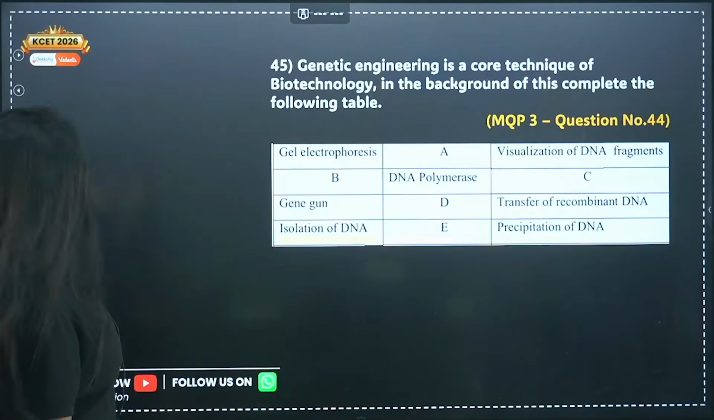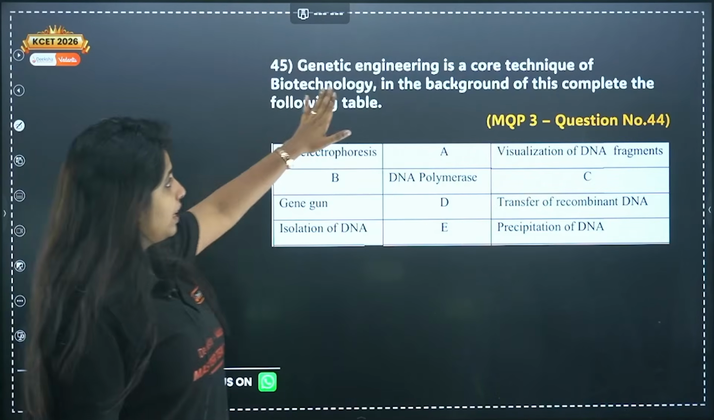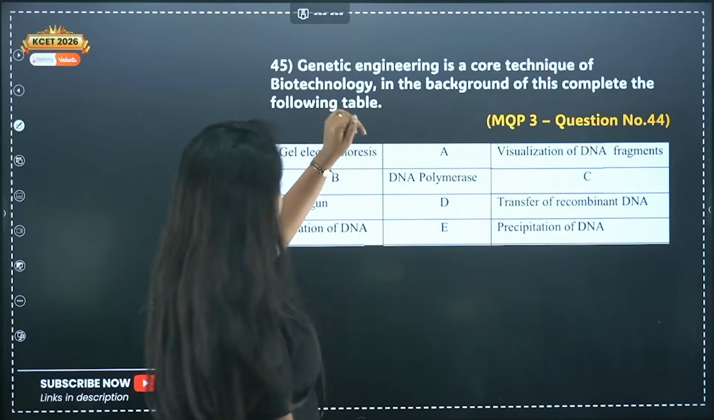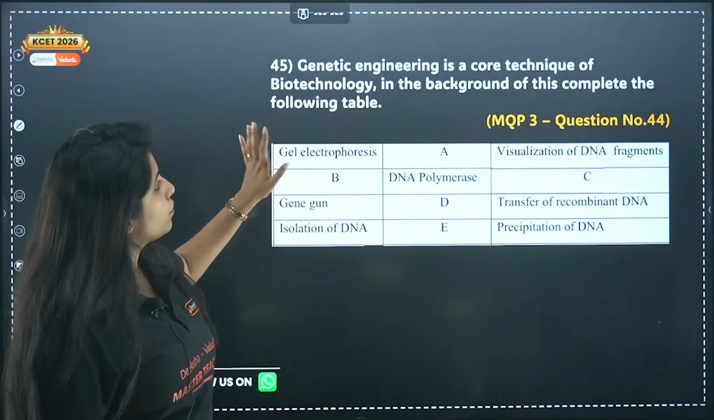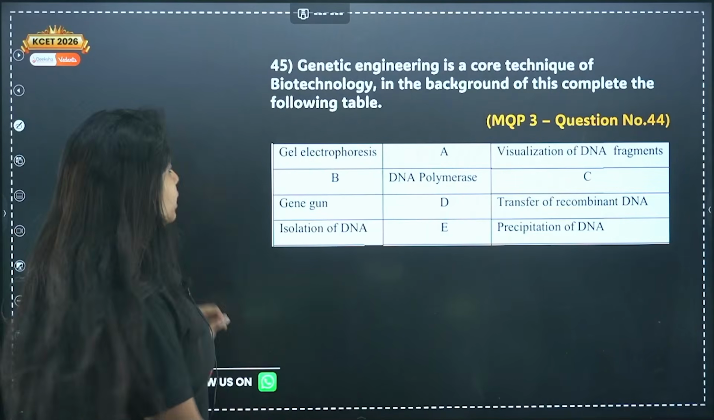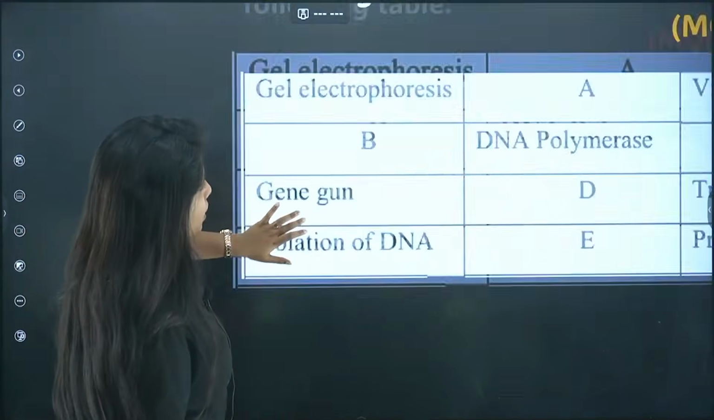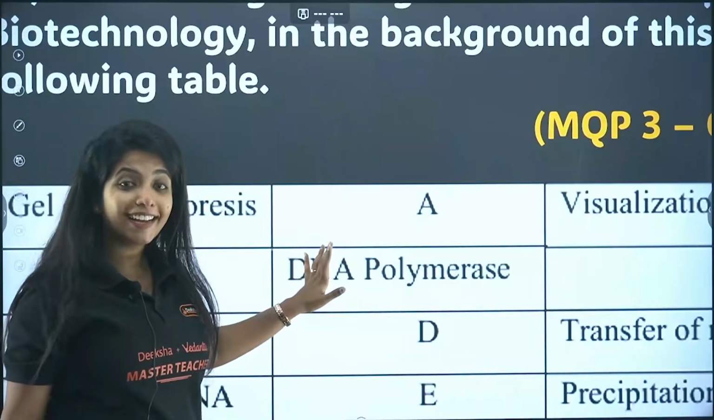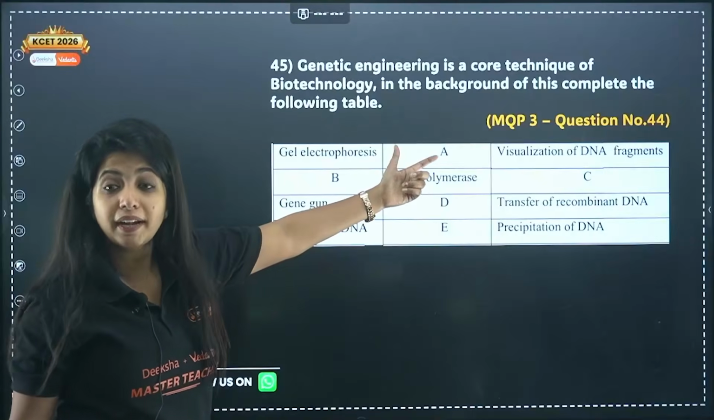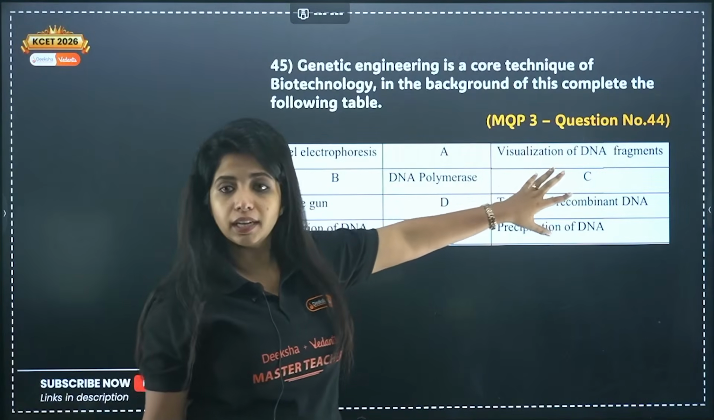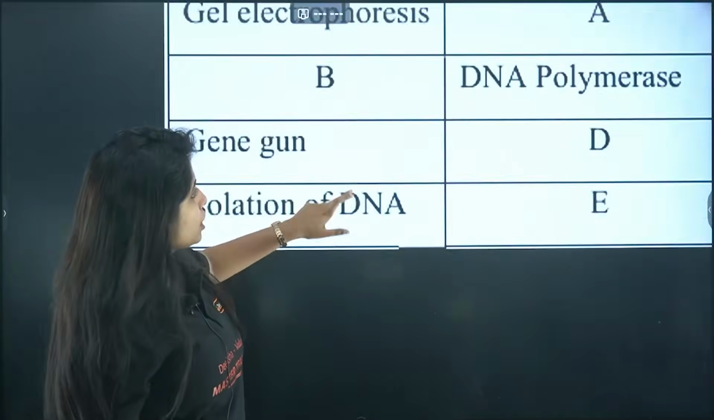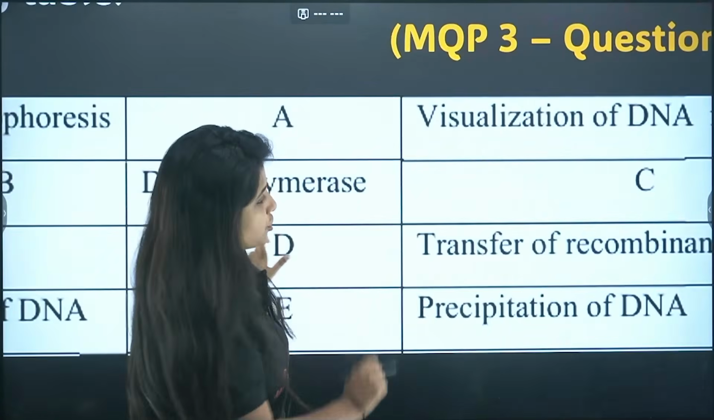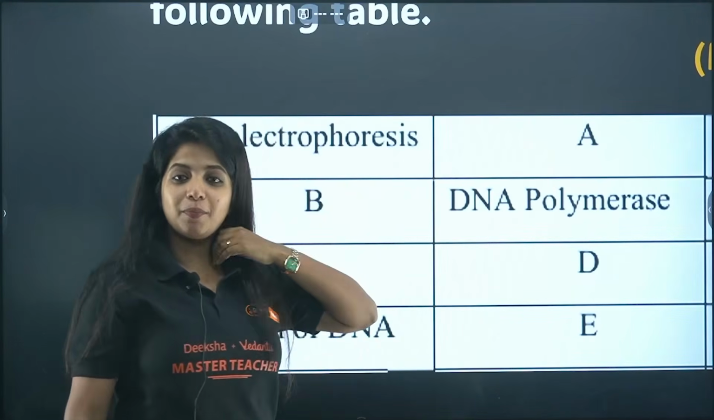Cool? Chalo. 45th question. Genetic engineering is a core technique of biotechnology. In the background of this, complete the following table. So over here you have gel electrophoresis. Gel electrophoresis A helps in visualization of DNA fragments. What is that? I told you it is ethidium bromide that you put for visualization of DNA. Now, dash DNA polymerase, dash.